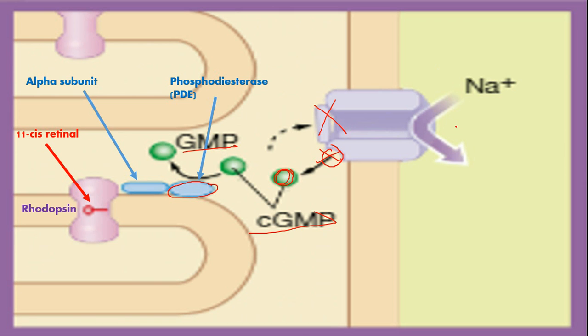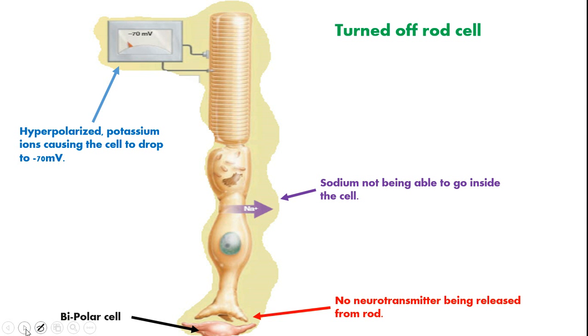When there is no light, cGMP dominates the rod cell, keeping these open, and when there is light, the channels are closed. Okay, so without this cGMP inside the rod, the sodium channels are closed, and the membrane starts to hyperpolarize toward a negative 70 millivolts. Now that's important because it causes the rod cell to turn off, and as you can see, there it is, the negative 70 millivolts right up there in the upper left hand corner.